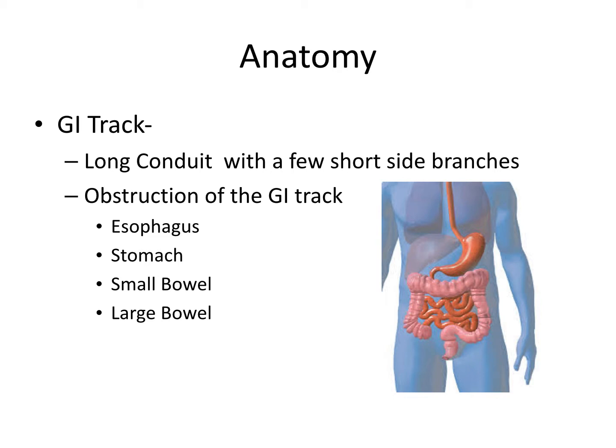Let's start talking about the anatomy of the GI tract. The GI tract is a long conduit that has very few short side branches. The obstruction of the GI tract can occur at the level of the esophagus, stomach, small bowel, and large bowel. Any obstruction that occurs anywhere along the GI tract will result in the content not passing that point. And in an intact GI tract, because of the nature of its anatomy, it can become relatively easy to identify where the obstruction is based on the symptoms, location of the pain, and the patient's complaints.